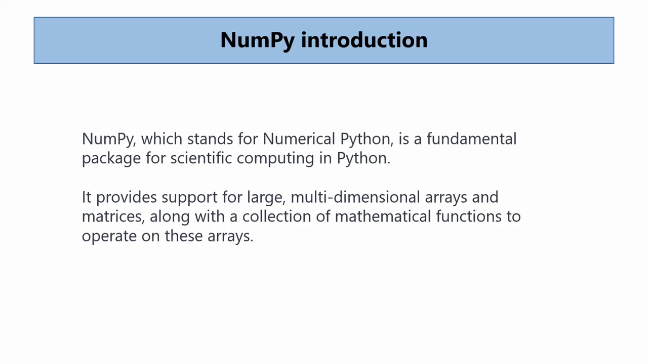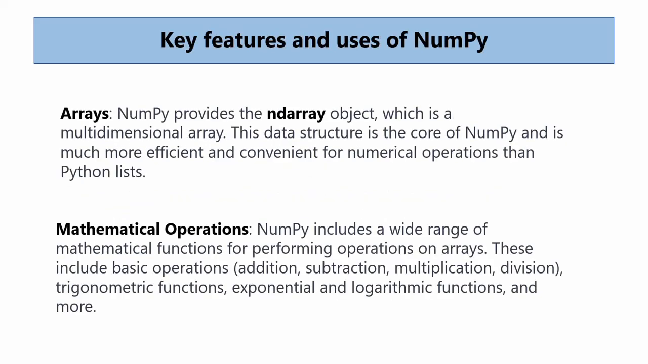So let's understand what key features the NumPy package has. First is arrays. NumPy provides the ndarray object, which is a multi-dimensional array. This data structure is the core of NumPy, and it is very efficient for numerical operations compared to a Python list. Because in a Python list there are some limitations. We cannot perform mathematical operations like trigonometric operations or other kinds of operations. We can have only simple operations using a list.